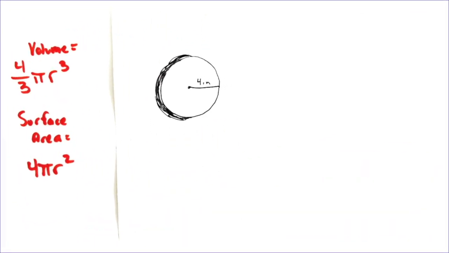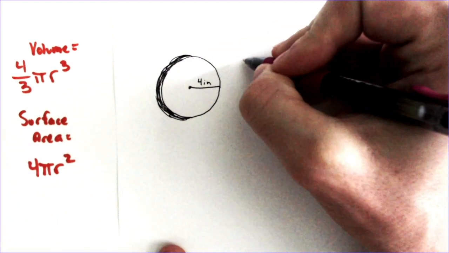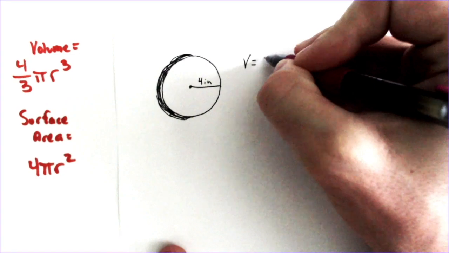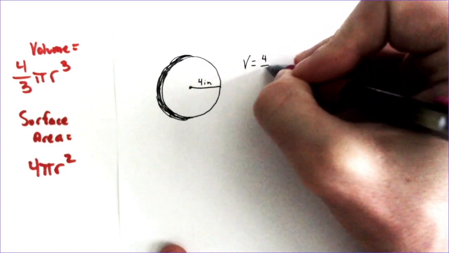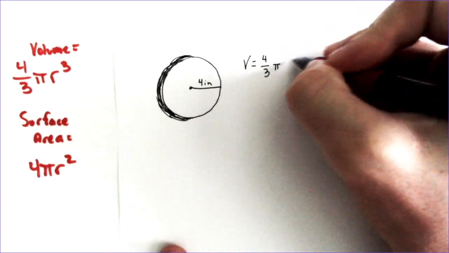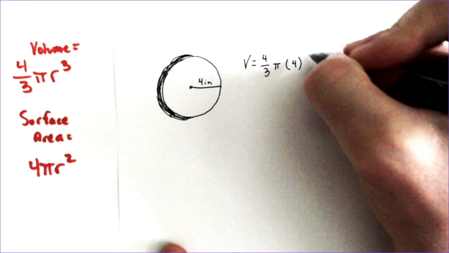So finding the volume or surface area of a sphere is as simple as just following a formula. The volume formula is 4/3 pi r cubed, and the surface area formula is 4 pi r squared. And we're going to be finding the volume and surface area of this attempt of me drawing a sphere. So the volume is going to be 4/3 pi r, the radius is 4, cubed.